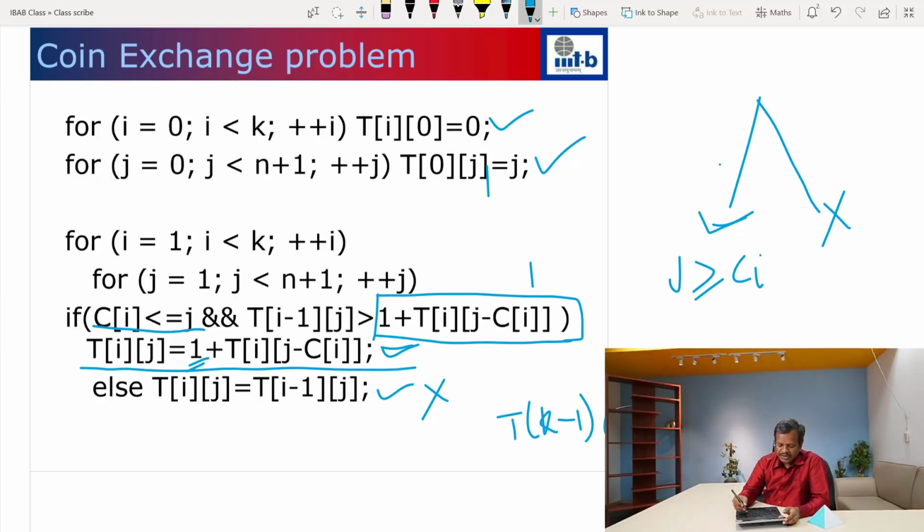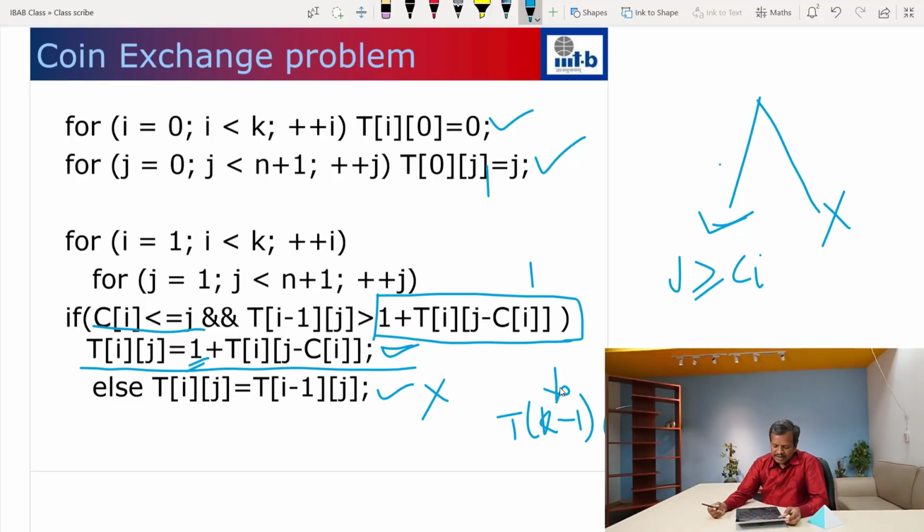So in the equations that I wrote, indexing is going from 1 to k, but in the programs that I have written, the indexing is going from 0 to k minus 1. So the k minus 1 coin essentially means that I am using all the k coins that are given to me.